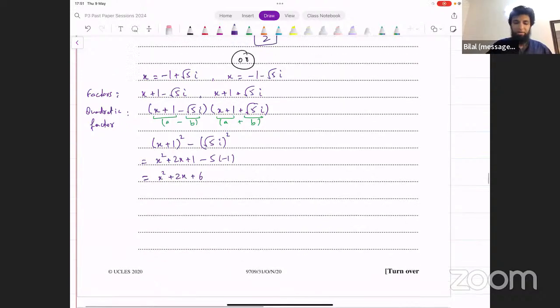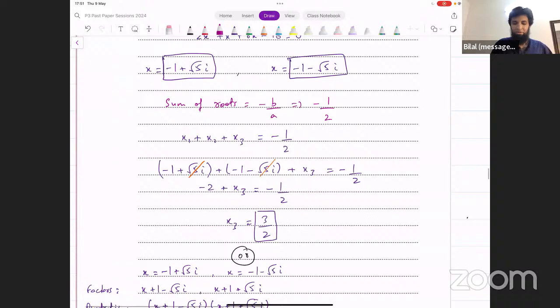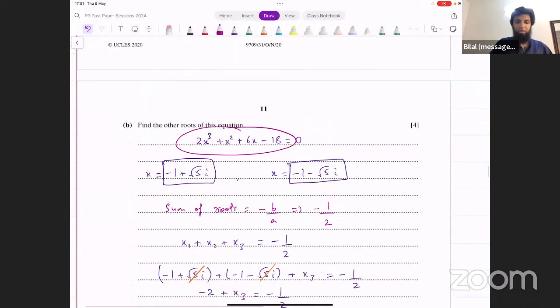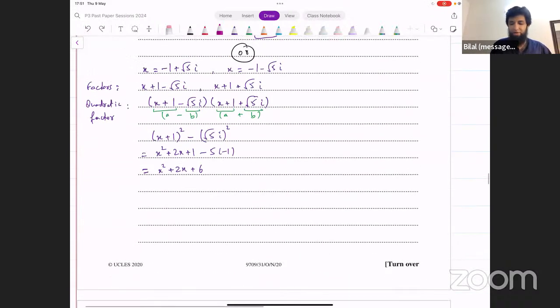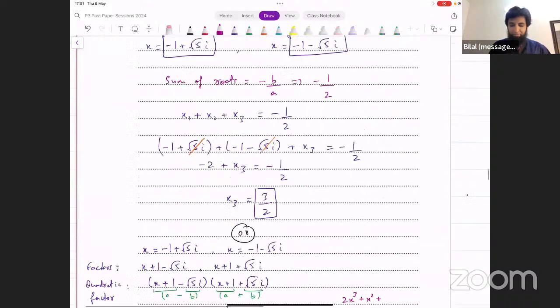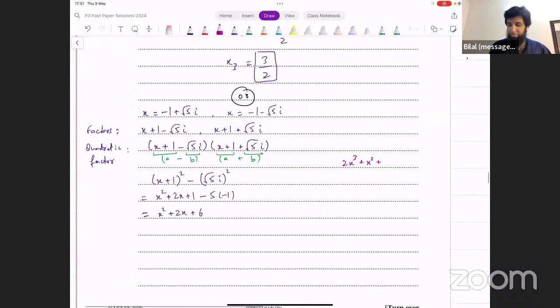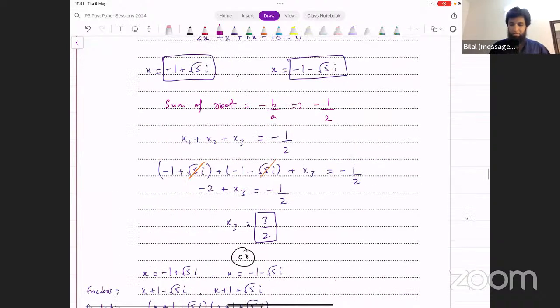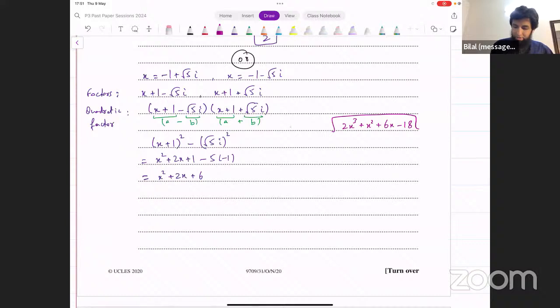Once you've got the quadratic factor, you divide the original polynomial by this quadratic factor to find the other linear factor. Let's do this division process now. We need to divide 2x cubed plus x squared plus 6x minus 18 by x squared plus 2x plus 6. X squared multiplied by what is going to give you 2x cubed? 2x.